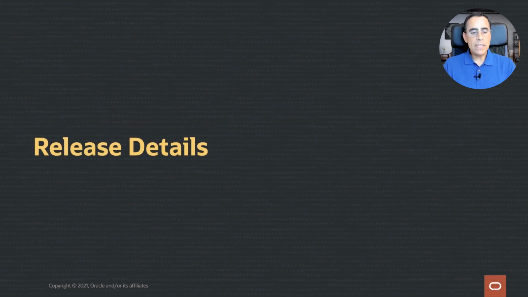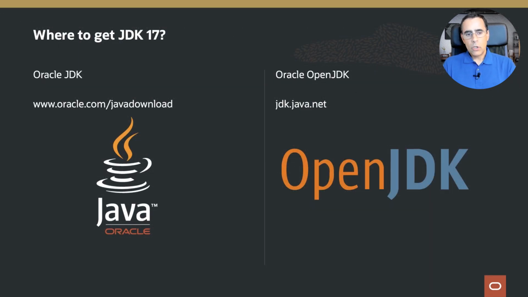Now for some more details about the release, you can right now download JDK 17 from the Oracle Java download page. If you're interested in OpenJDK work, or if you want to preview JDK 18 early access builds, or grab hold of one of the early access builds for some of the other projects being worked on in OpenJDK, you should visit jdk.java.net.